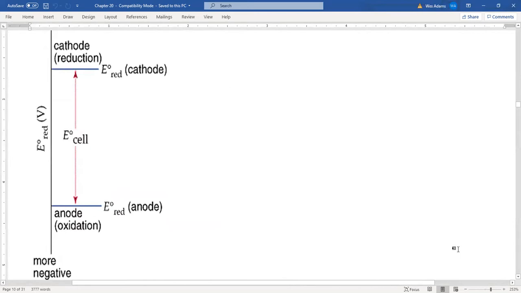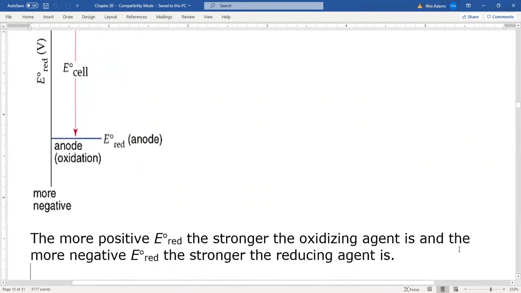But we want that difference to be as big as possible if I want a large positive voltage. And so we can see that the bigger and more positive the reduction potential, and the smaller or more negative the anode, the bigger that E cell is going to be. The more positive the E standard reduction, the stronger the oxidizing agent; the more negative the standard reduction, the better the reducing agent. So if it's big and positive, it's going to be easily reduced and therefore an oxidizing agent. If it's more negative, then it's going to be more easily oxidized and therefore a better reducing agent.